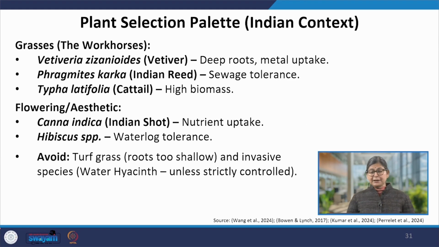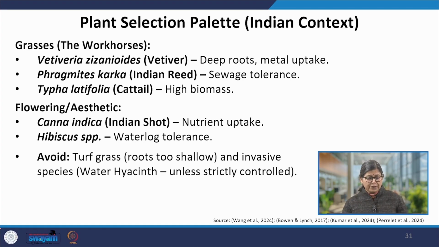Plant selection palette for the Indian context. Many a time it has been seen that we are selecting the wrong species. So the grasses, the workhorses, continuously they are working. Deep roots, metal uptake will be good. Vetiver is a good selection. Indian reed, sewage tolerance. We have discussed the vortex and those DWAT systems. These Indian reeds are being used. Cattail, high biomass. For flowering or aesthetics, you can go for Canna indica, nutrient uptake.